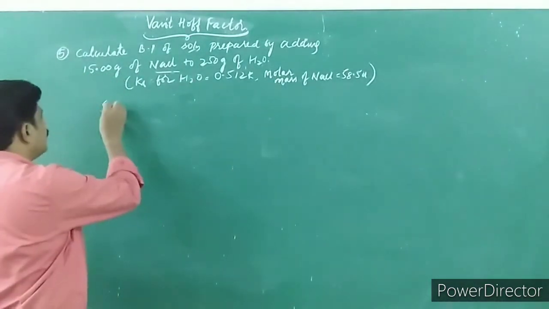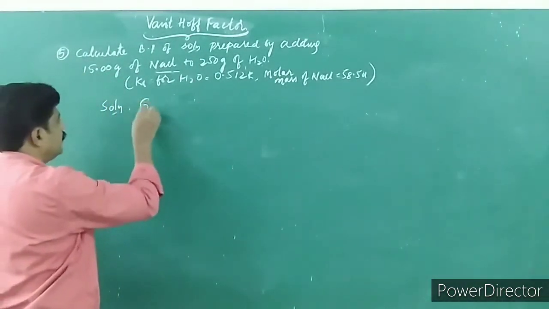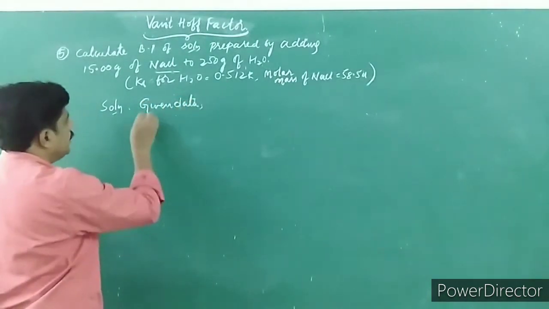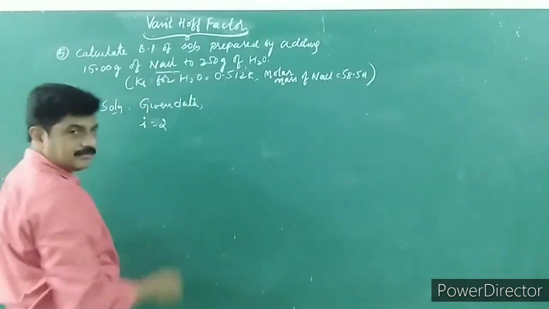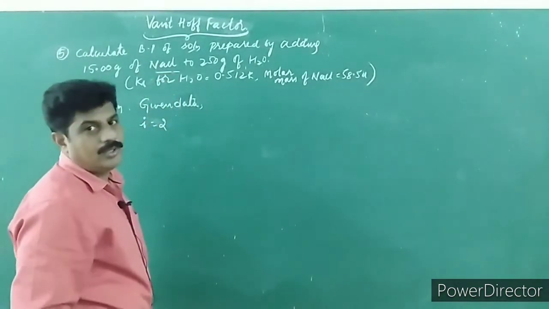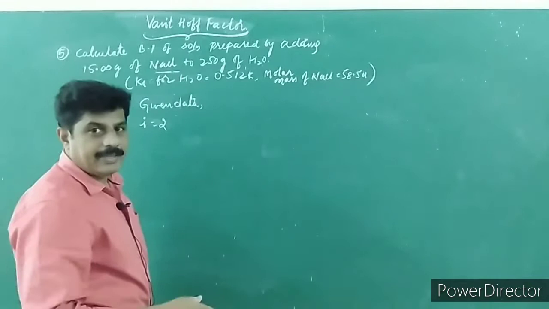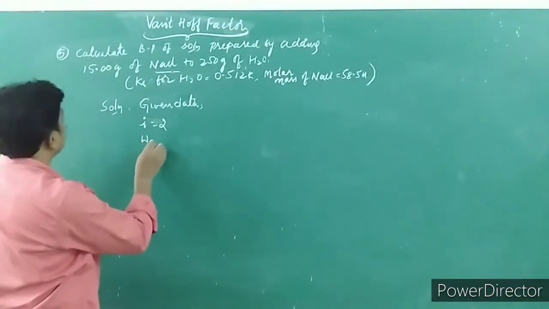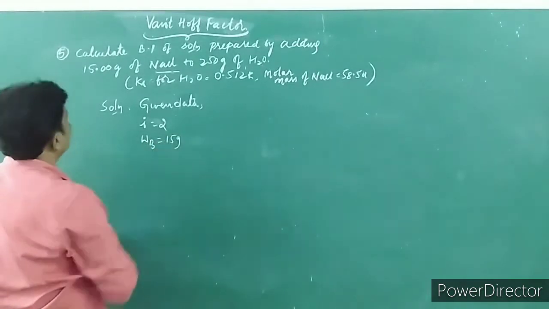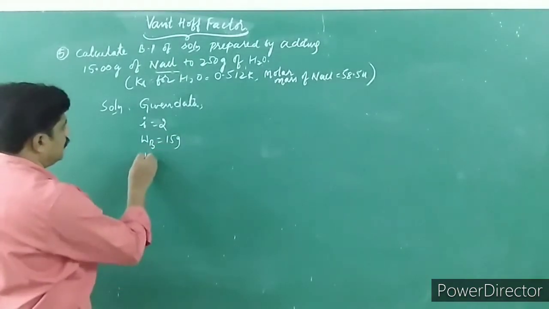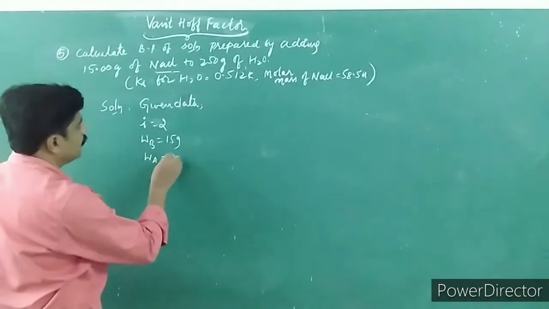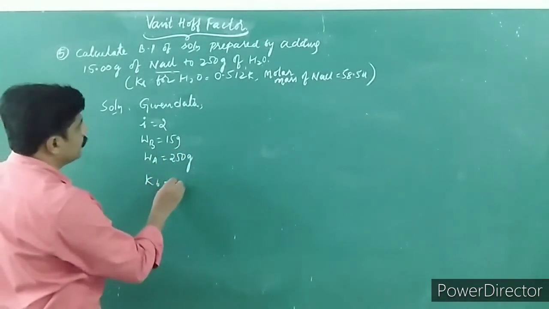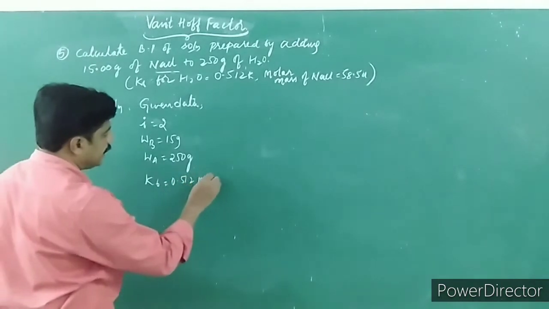Now let me go for the solution. So given data, look at here, i is equal to how much? 2, because sodium chloride dissociates to form 2 moles of Na+ and Cl- ion together. Now what else is given here? Wb is given. Wb is equal to 15 grams. Then what else? Wa is equal to how much? Wa is equal to 250 grams. Then Kb is given. Kb is equal to 0.512 Kelvin kg per mole.